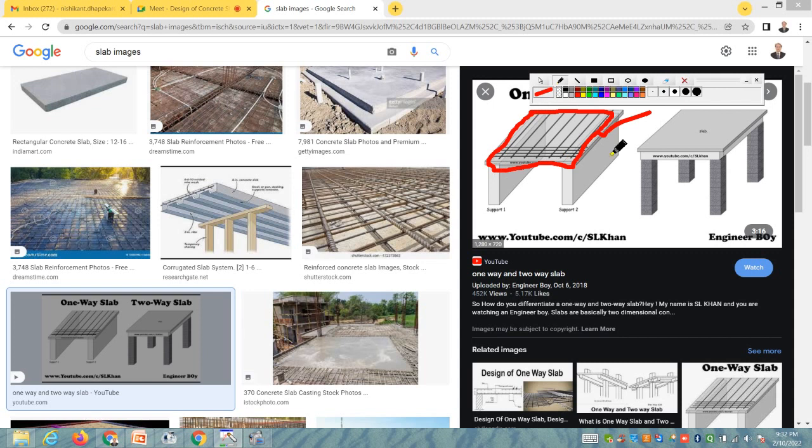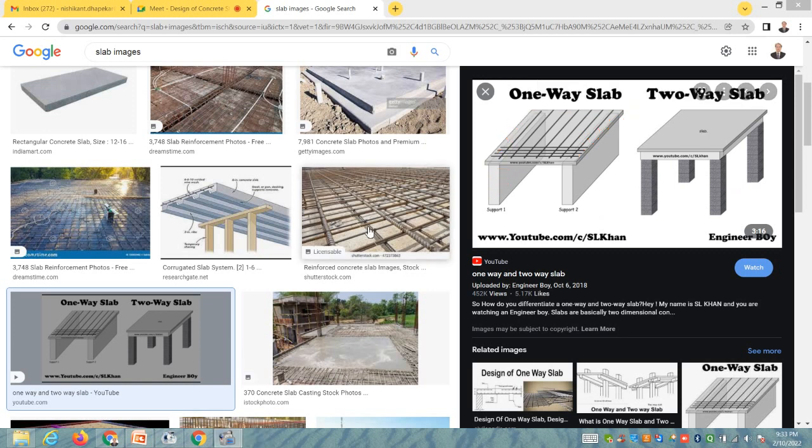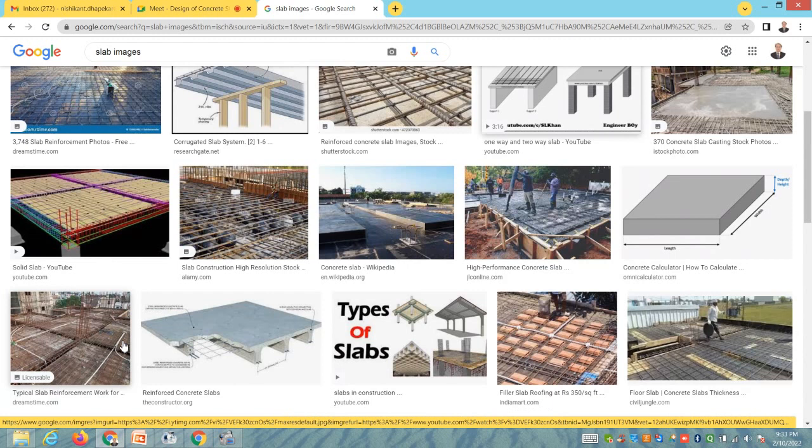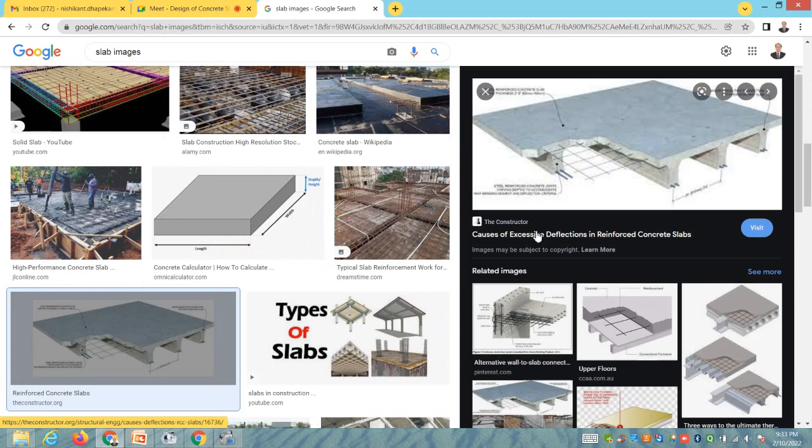In earlier days, these slabs used to rest on walls. Nowadays, we are constructing framed structures, so columns are there, and over the columns, slabs rest. So basically, there are two types of slabs. One is one-way slab and the second one is two-way slab. I shall explain you one by one, one-way slabs and two-way slabs.